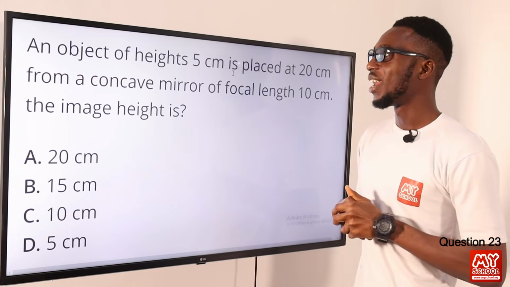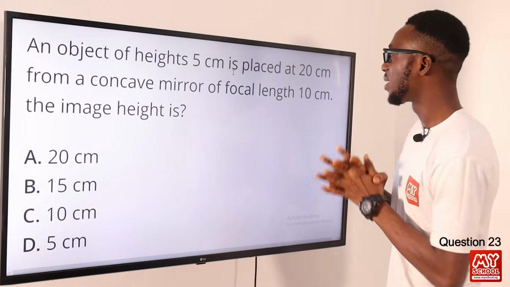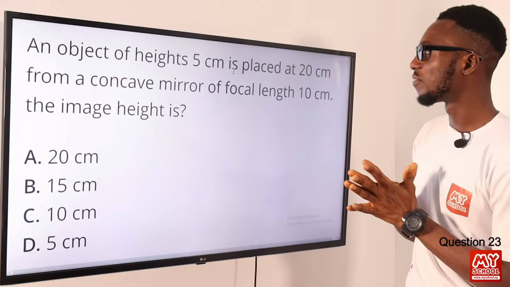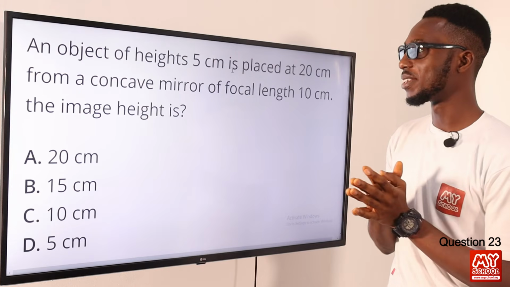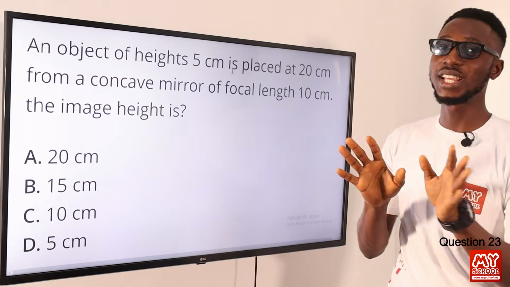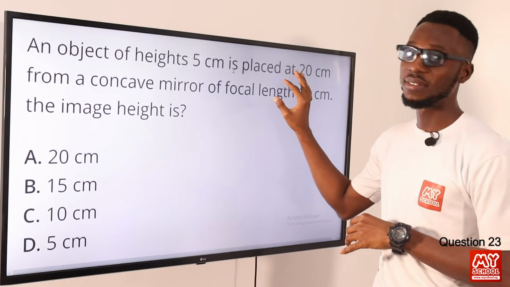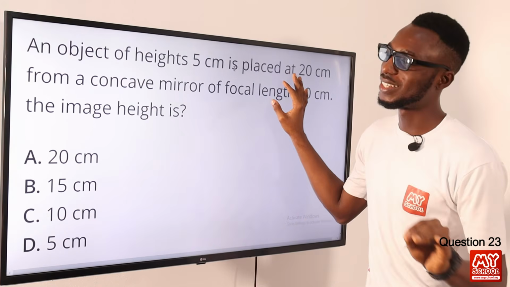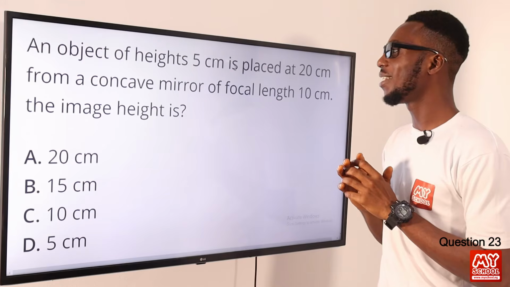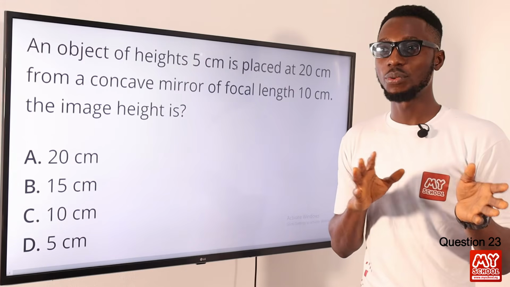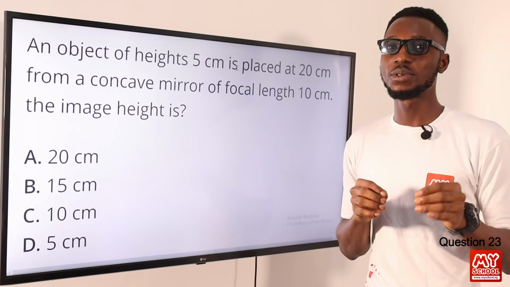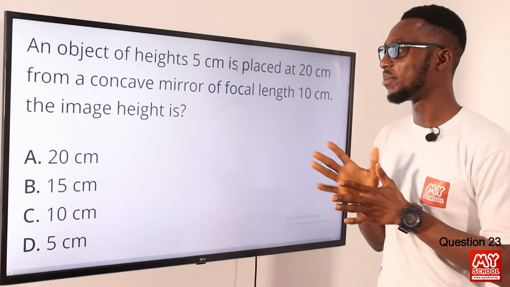23. An object of height 5 centimeters is placed at 20 centimeters from a concave mirror of focal length 10 centimeters. So the image height is what? So take note of this. For a concave mirror, you know that your F is always positive, so that is settled. The image that will be produced will either be real or virtual, depending on the position of the object from the mirror.